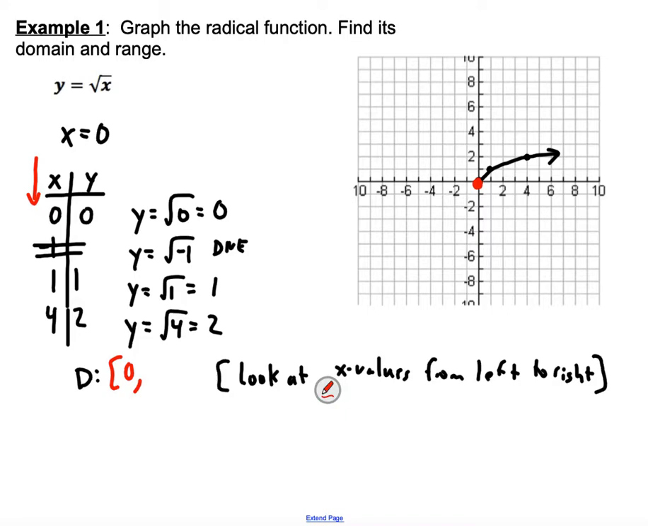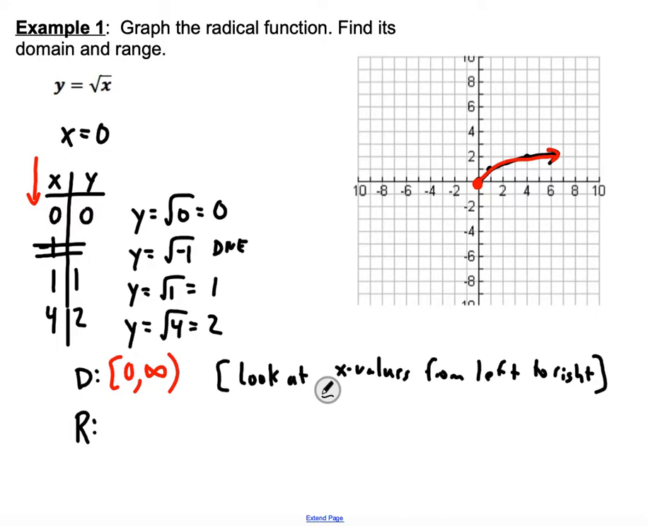So since they're getting larger and larger, and the arrow here goes to the right forever and ever, that's infinity. And the way you write the infinity symbol is you do a sideways 8. So there's my sideways 8. And infinity is actually not a number that's on there, so we're going to put a parenthesis by the infinity symbol. All right, let's try the range.